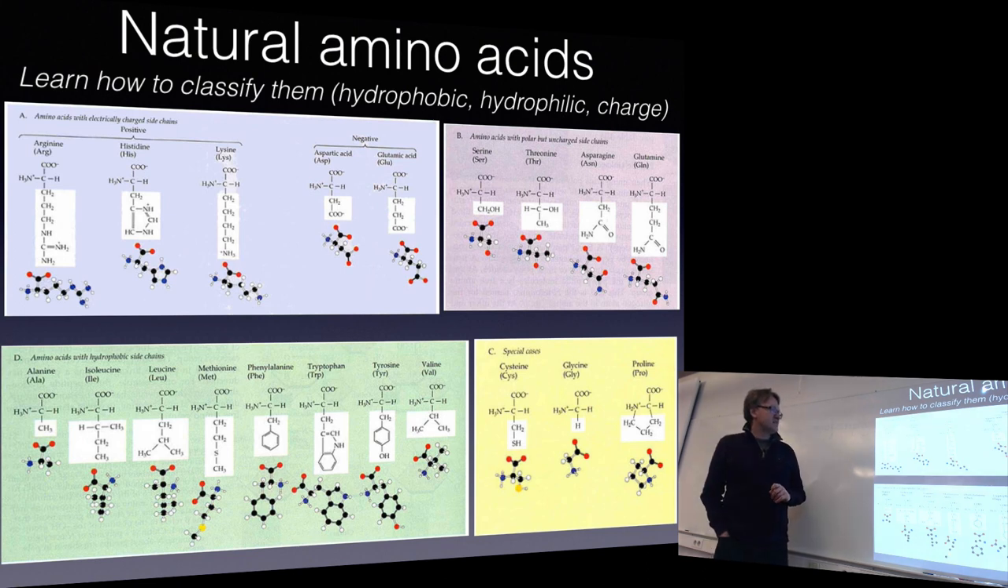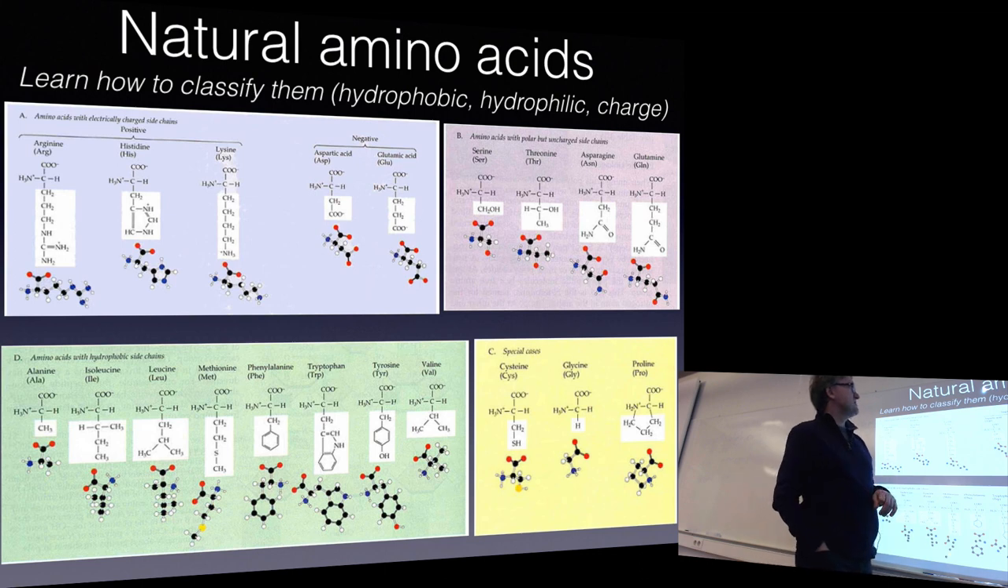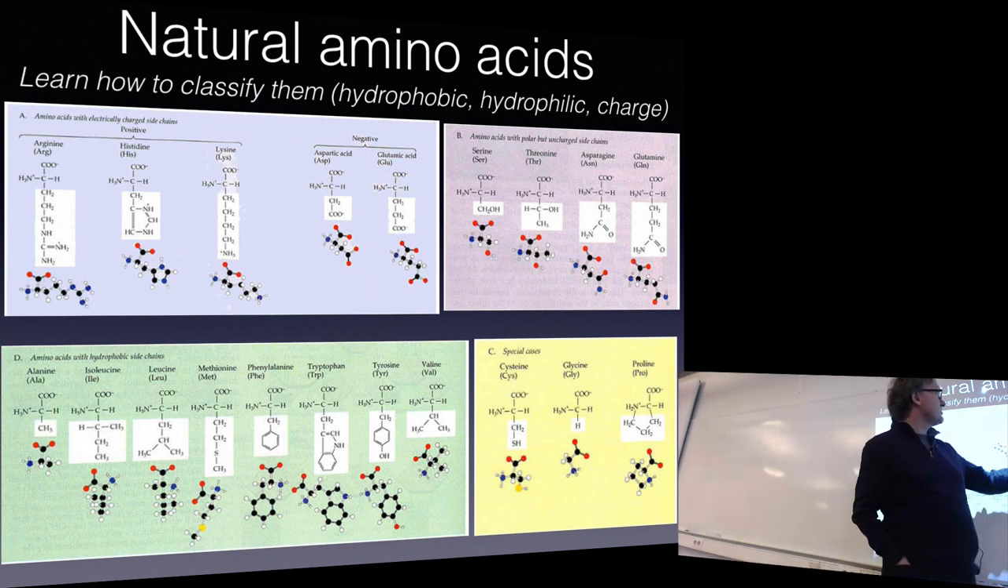On the other hand, there are amino acids that are polar but not really charged: serine, threonine, asparagine, glutamine. Well, that depends a bit on the pH.